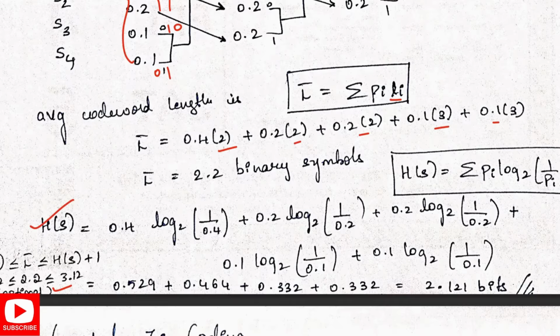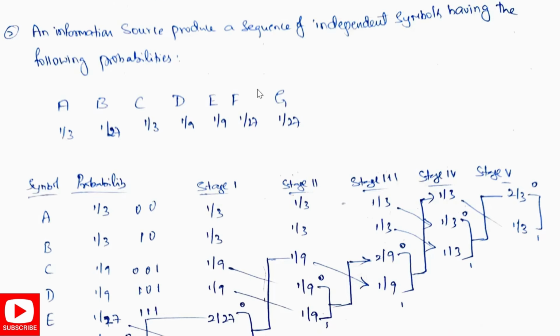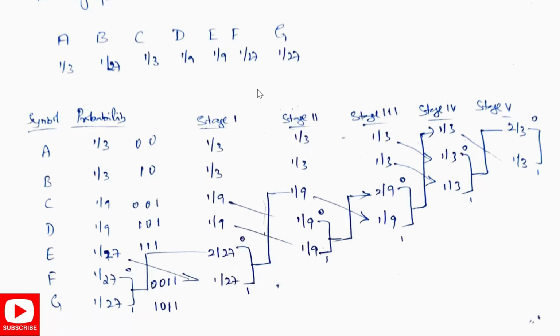So let's move on to some of the questions. An information source produces a sequence of independent symbols having the following probabilities. That is, these are the probabilities. Now you just write them down in decreasing order. You need to note that this is not in decreasing order. You need to change this into decreasing order.